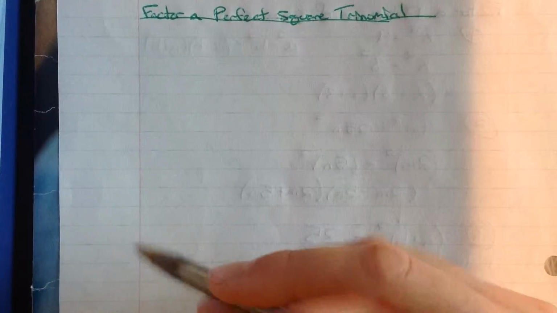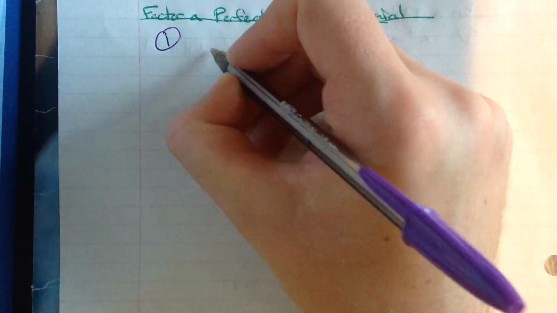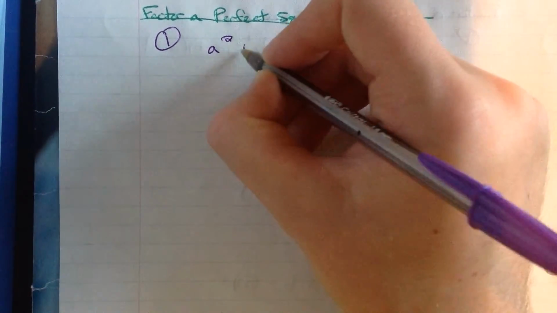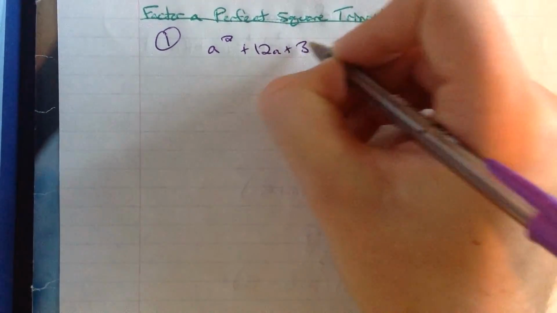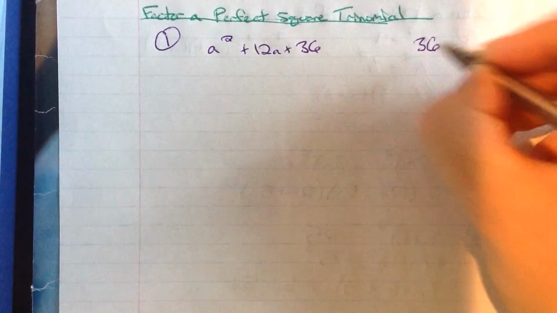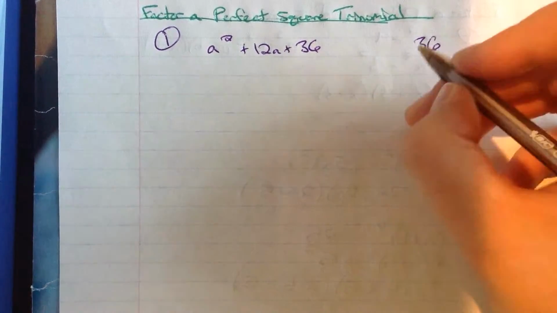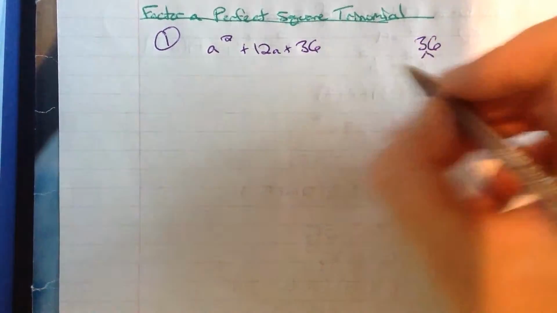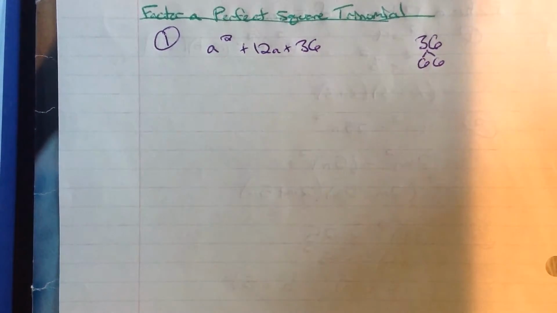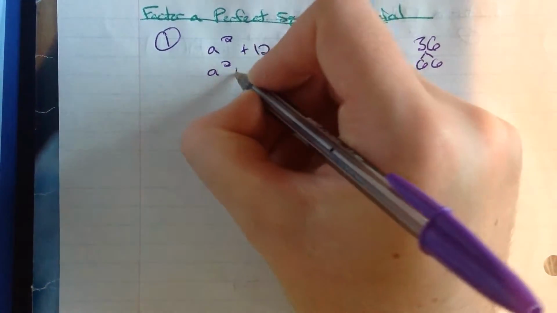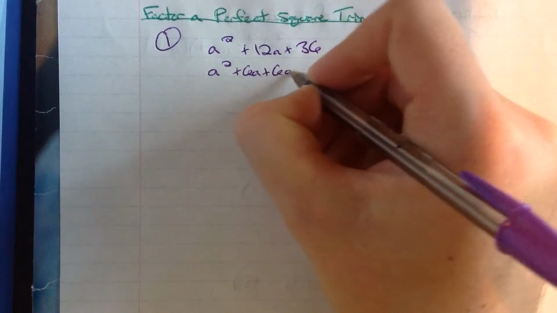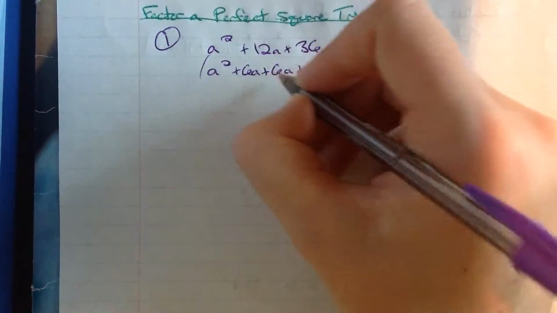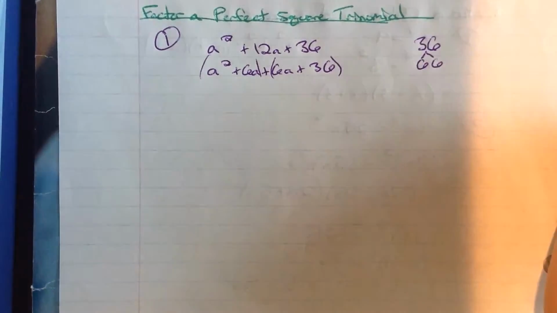Factoring a perfect square trinomial. So for example, we're given a squared plus 12a plus 36. Notice factors of our AC of 36 that add to equal 12 would be 6 and 6. So we get a squared plus 6a plus 6a plus 36. Group in pairs of 2.